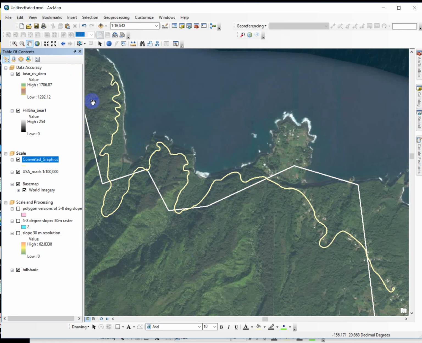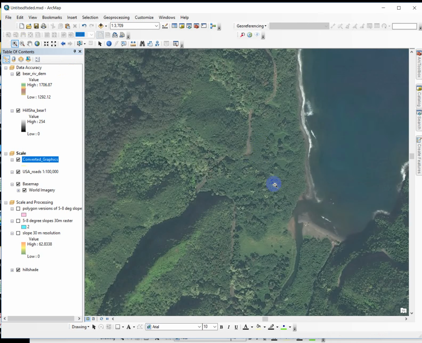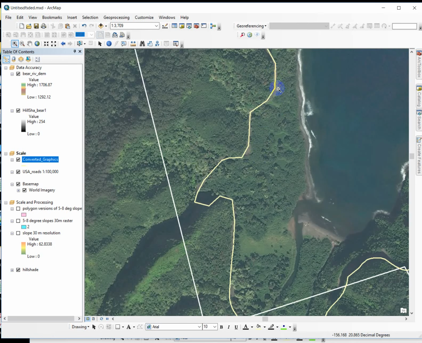I digitized it, like I said, at 1 to 10,000, meaning it should be within probably 30 feet of its actual location or something around there. But you can see here is the road, and I don't hit it all the way. So if I were to ask you to calculate the length of a polyline like this, what's a reasonable number of significant digits that you can describe the length of this road using?